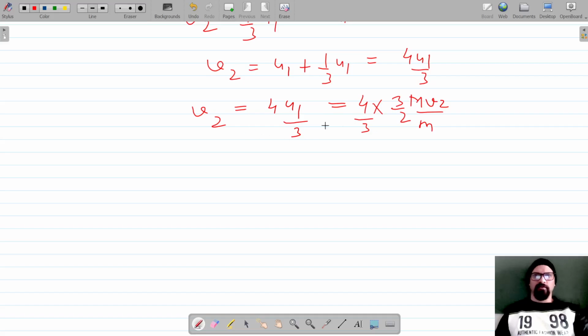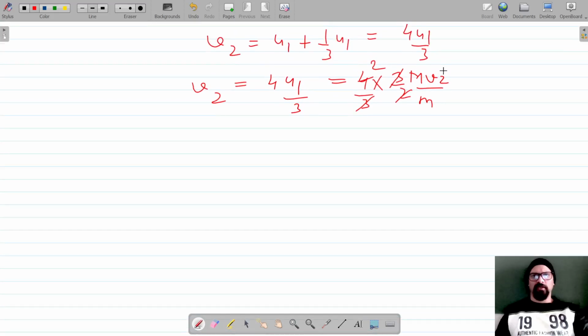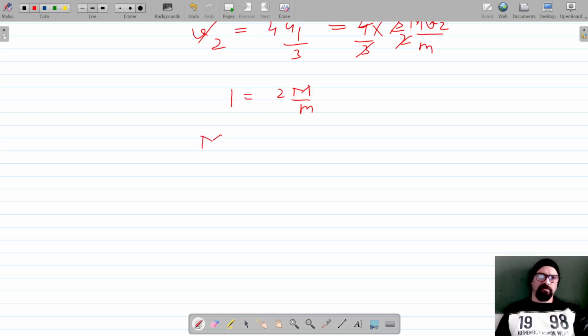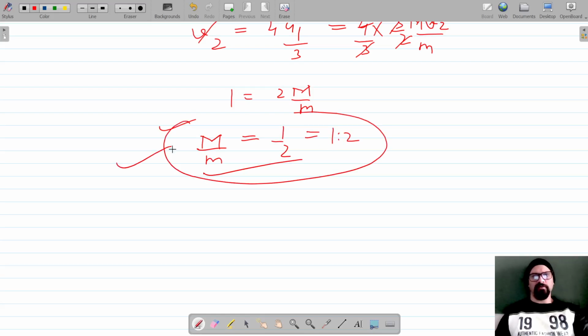So 3 and 3 get cancelled, this is 2, and v2 we can strike off. Finally we have 1 is equal to 2 M by m, so the ratio of the mass of the second body to the first body is 1 by 2, which is 1 is to 2. So the required ratio is 1 is to 2.